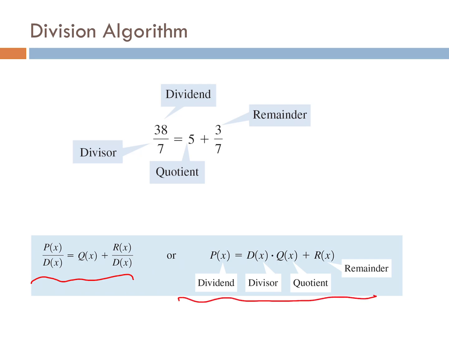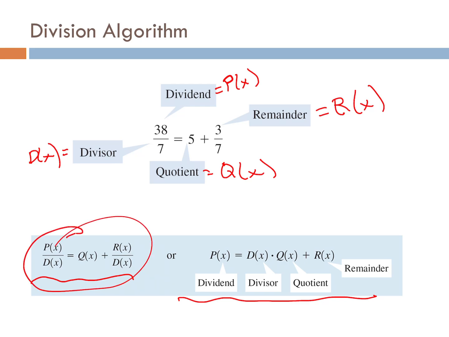Just so you understand, notice down here that the dividend, that's this part up here, is our p of x when you're looking at notation. Our d of x is our divisor right here. Our quotient is our q of x. And our remainder up here is our r of x. You're going to be asked to write your answers in one of these two forms, so pay attention to which one it's asking so that you get it right.